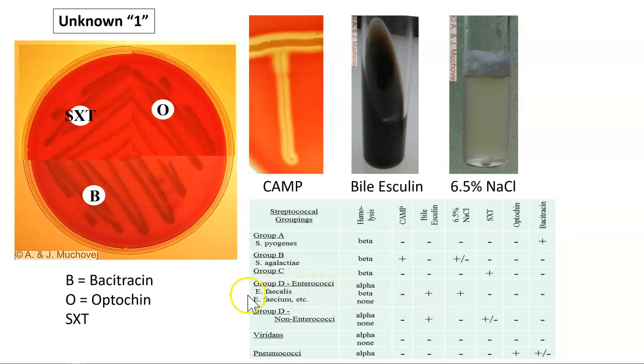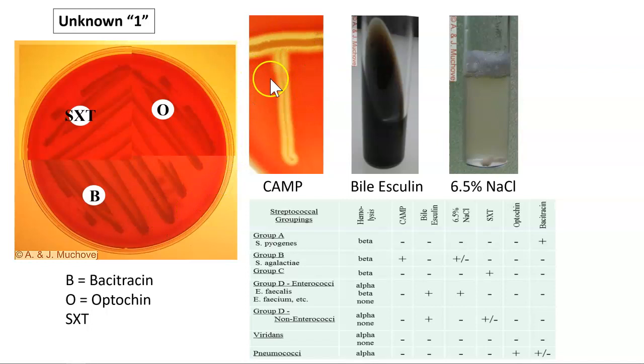As you keep looking on the line for the group D enterococci, you see that it should be negative for SXT, optochin, and bacitracin, which is confirmed by the growth right up to the antibiotic disc. And as you continue to look at the line for the group D enterococci, you can observe that it could have either alpha, beta, or gamma hemolysis, and it would be negative for the CAMP test. So that's what we have up here.